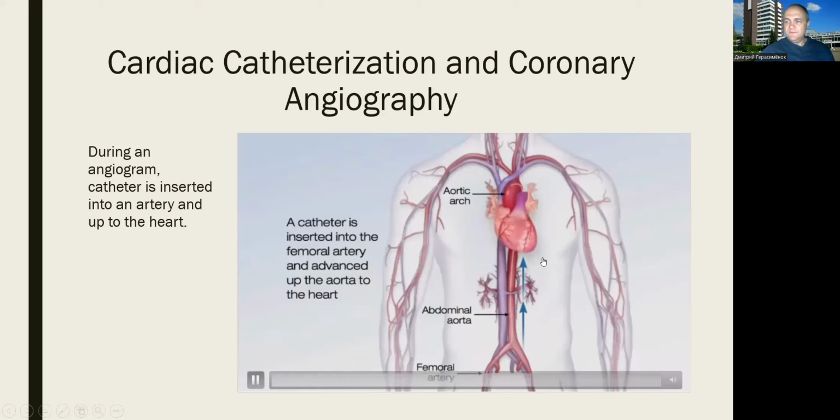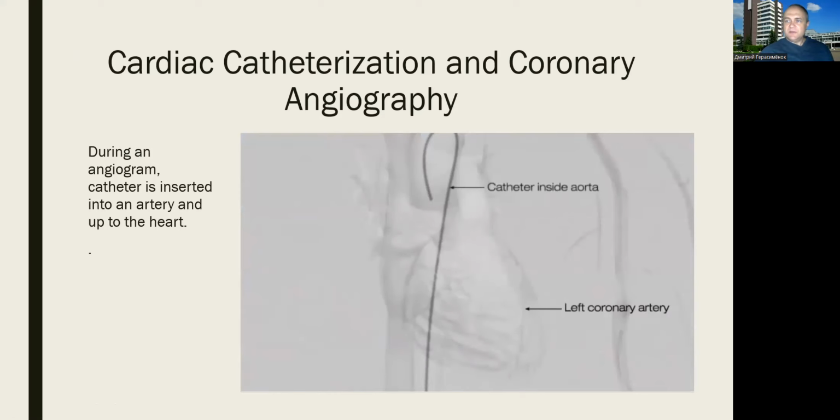Here is the video with cardiac and coronary angiography. This is cardiac catheterization. During an angiogram, a catheter is inserted into an artery and up to the heart. So you can see here how the catheter is inserted into the femoral artery and advanced up the aorta to the heart. This is the most common approach for cardiac catheterization.